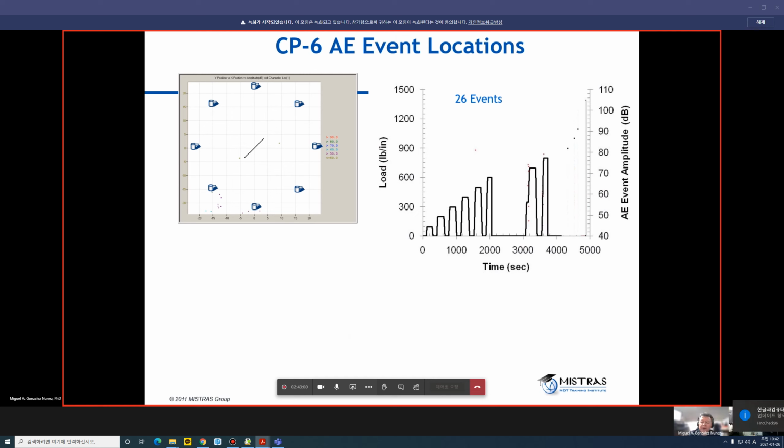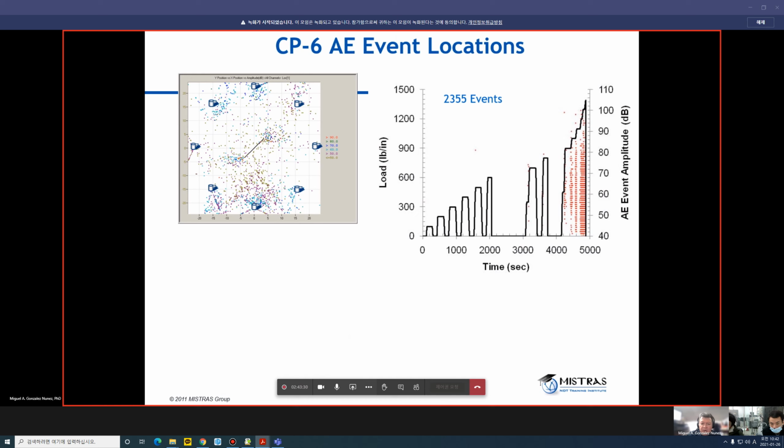Again, you see the different loading schedule, the number of events detected increasing from 26 to 94. They start to accumulate in the location. They continue accumulating. Now they are 447 events, until you reach 2,355 events.